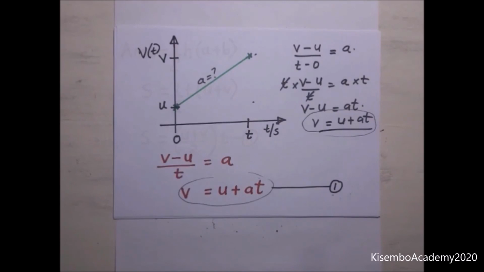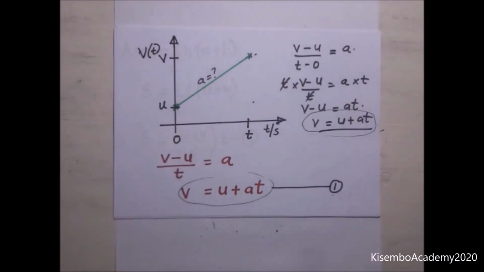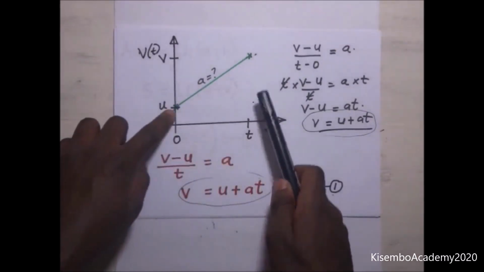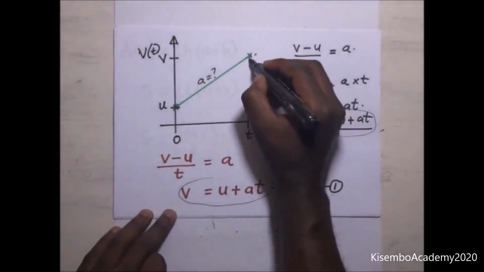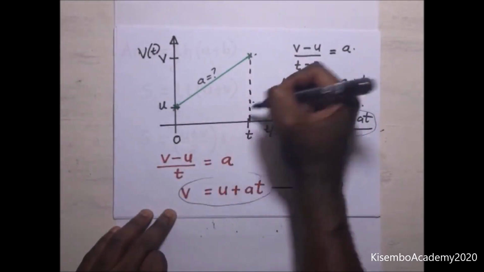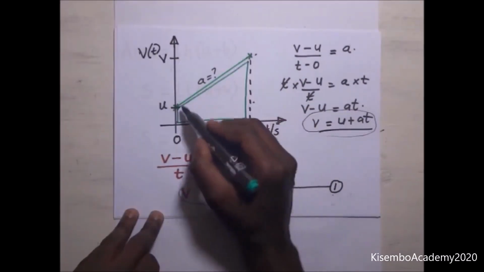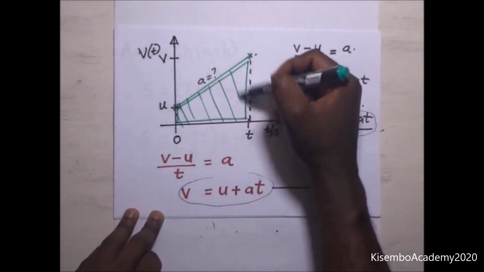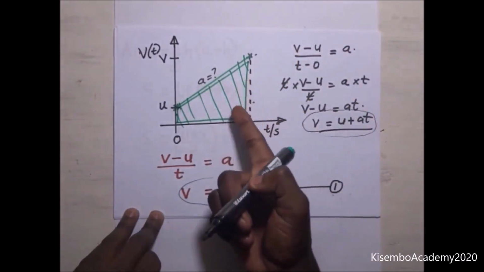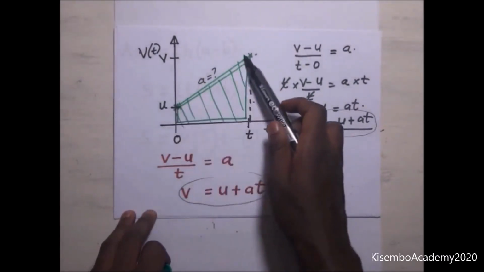For the next equation of motion, we are still going to use this very graph. From our theory, we know that the area under a velocity-time graph represents the distance traveled by that particle. In this case, if you look at this graph, it forms what we call a trapezium. So if we find the area of this trapezium, it gives us the distance traveled by this particle from initial velocity u to final velocity v.